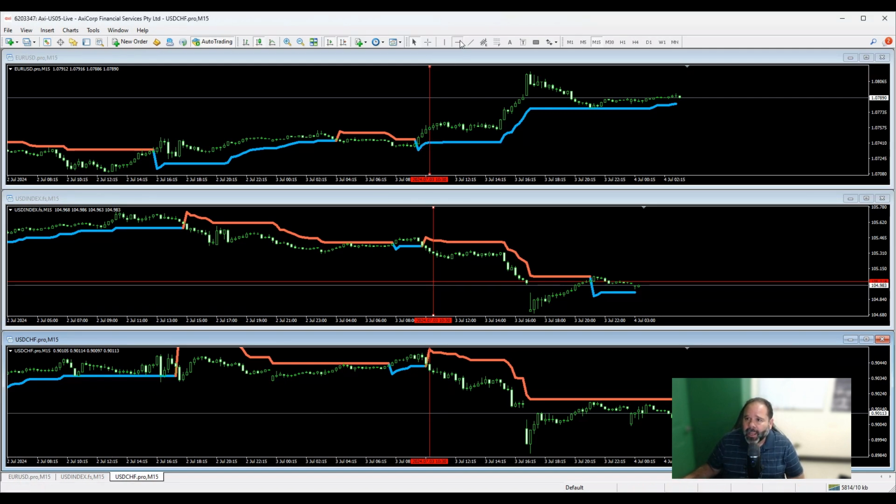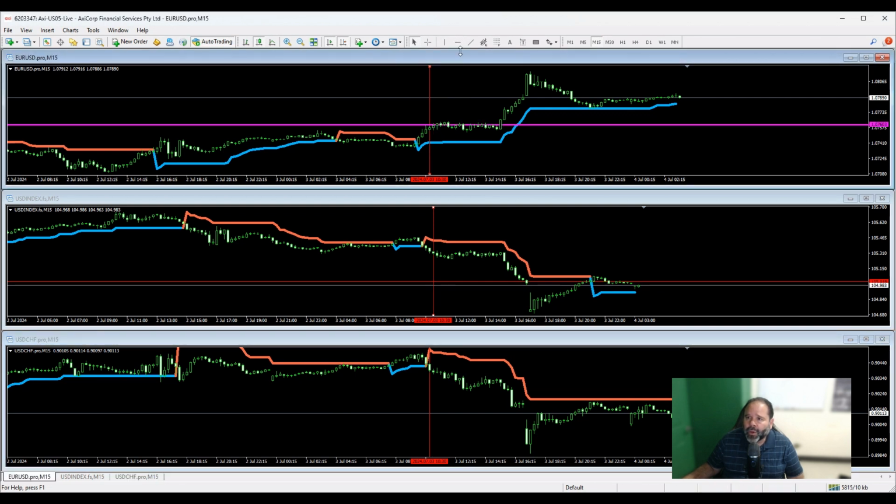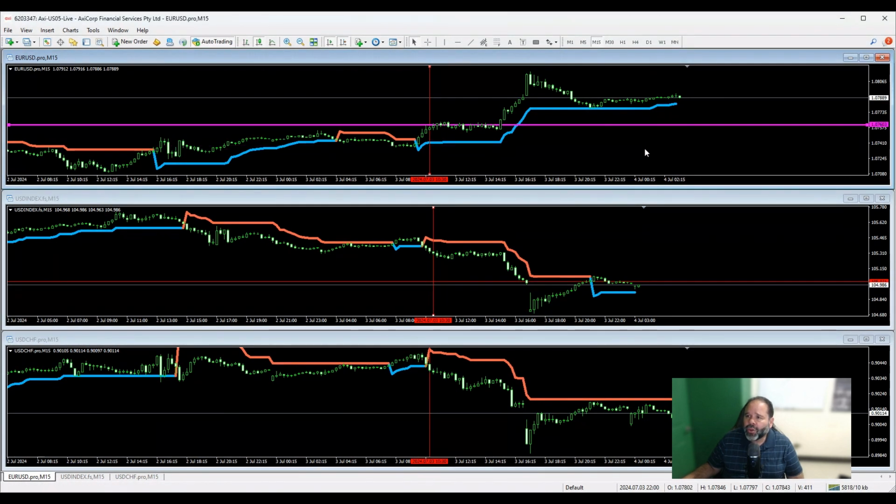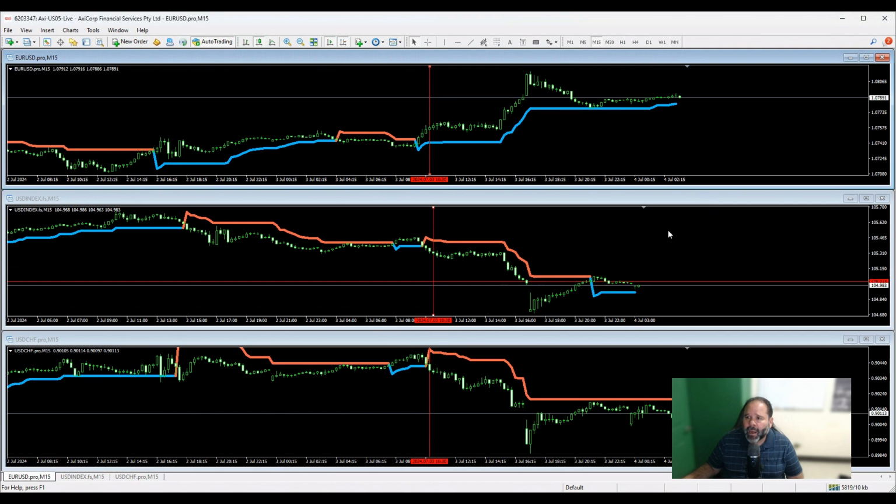For example, if you enter here, you can use the super trend there, below the super trend, for a stop loss. Okay? That's the way I do it. And because the price normally bounces off from the super trend, you are protected there.